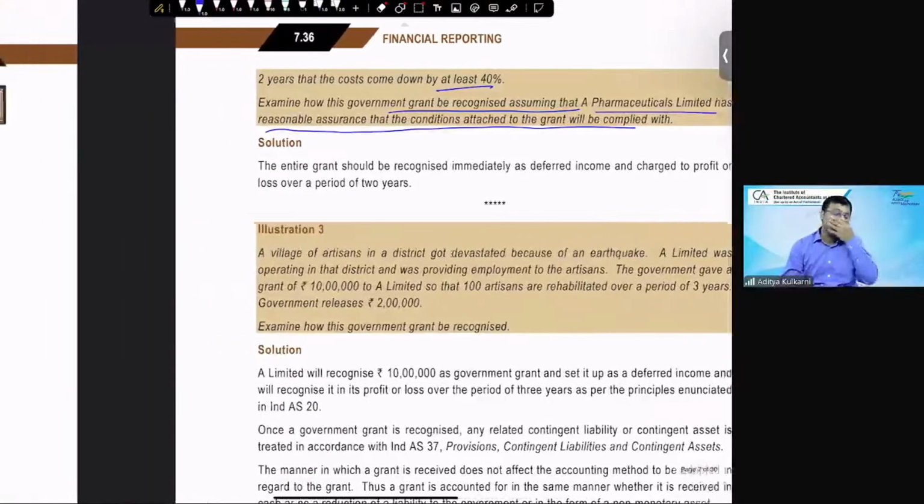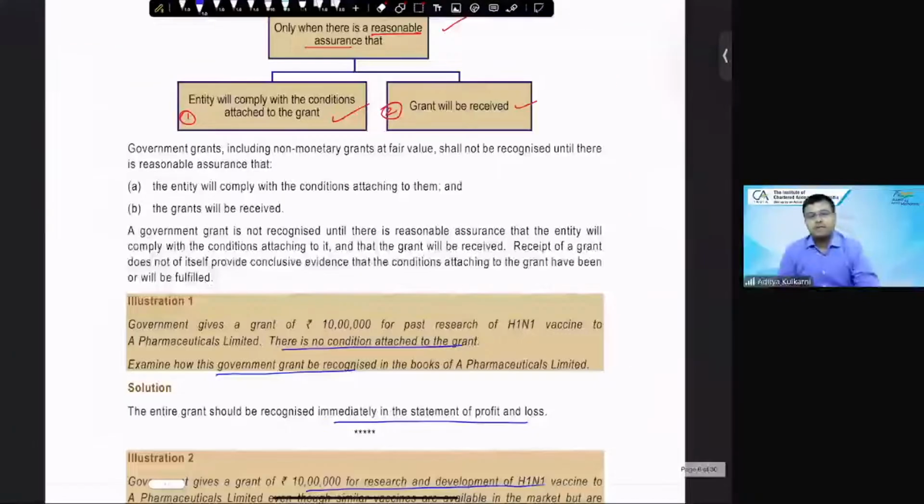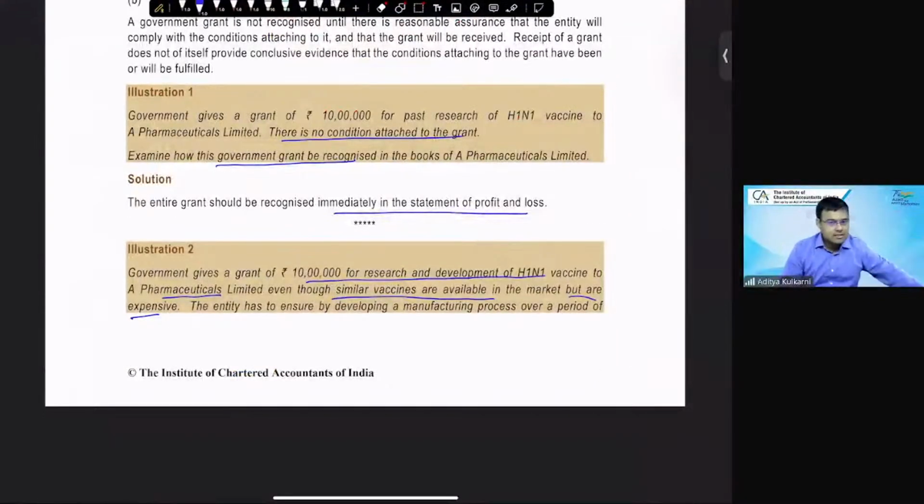Okay, you have seen the answer, but anyways, just help me out with it. Is this related to something in the past or is this related to something that will happen in the future? Future, sir. So when can I recognize the grant? When there is a reasonable assurance. In this case, is the grant received or to be received? To be received. The grant is already received. The money has been received. The government gives a grant of 10 lakhs to A Pharmaceuticals Limited, meaning A Pharmaceuticals has received the grant.